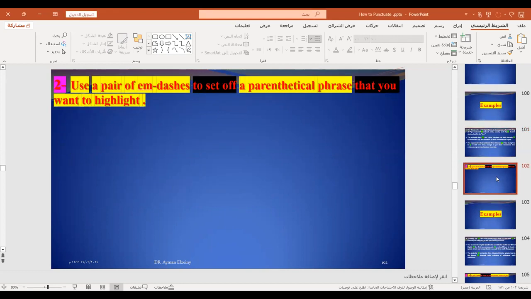The second case: use a pair of EM dashes to set up a parenthetical phrase that you want to highlight. Okay, such a sentence, such a phrase is in scope for you, and you want to highlight such a phrase. So in such a position, such a case, put such a phrase between a pair of EM dashes.